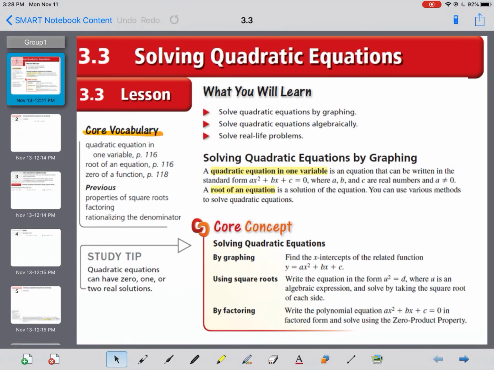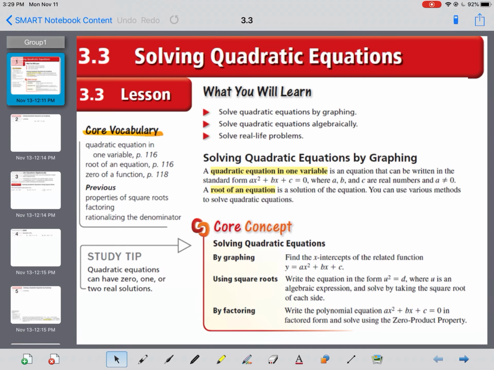Chapter 3, Section 3, Solving Quadratic Equations. We've been working on factoring quadratic equations. We've solved a little bit of it, but now we're going to look at most all of the ways to solve quadratic equations, at least the easy ones. We're going to learn three different ways.